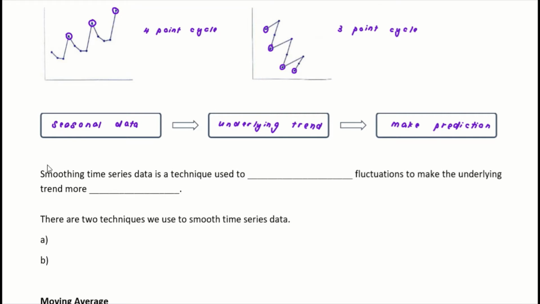Smoothing time series data is a technique that we use to level out the fluctuation, which means we try to smooth out the data so that it is much more flattened, so that we can make the underlying trend much more apparent, or much clearer, in simpler words. In a previous session I touched on this a bit as well.